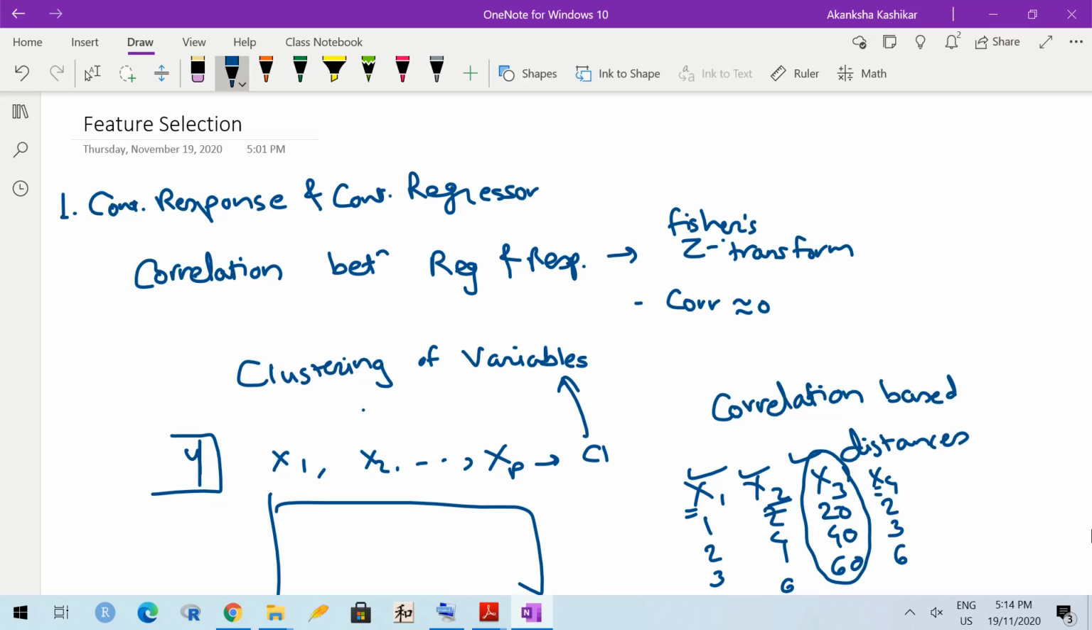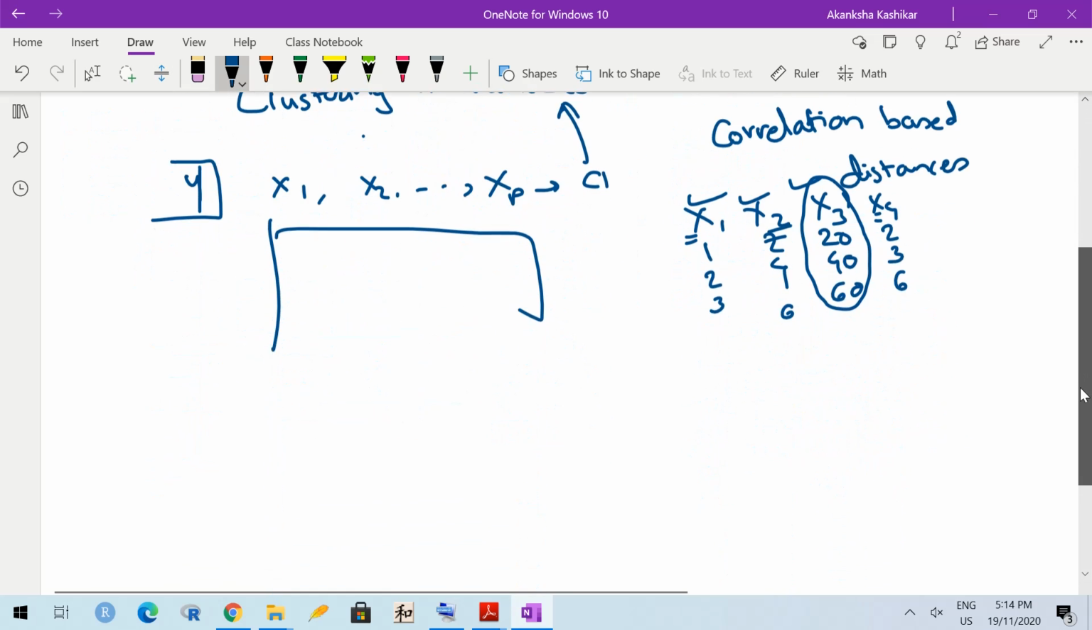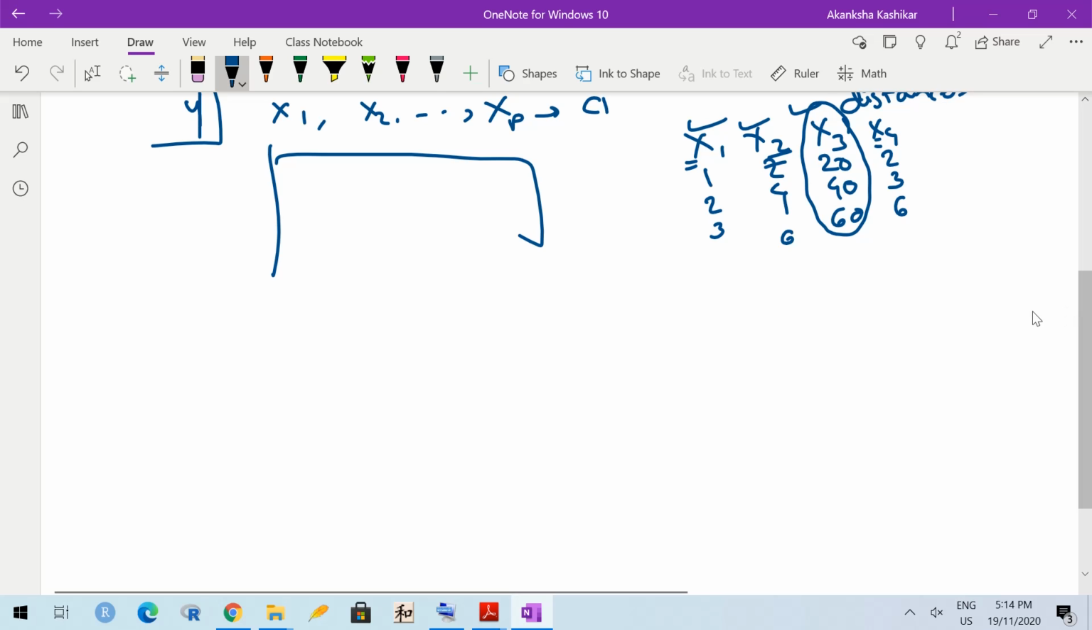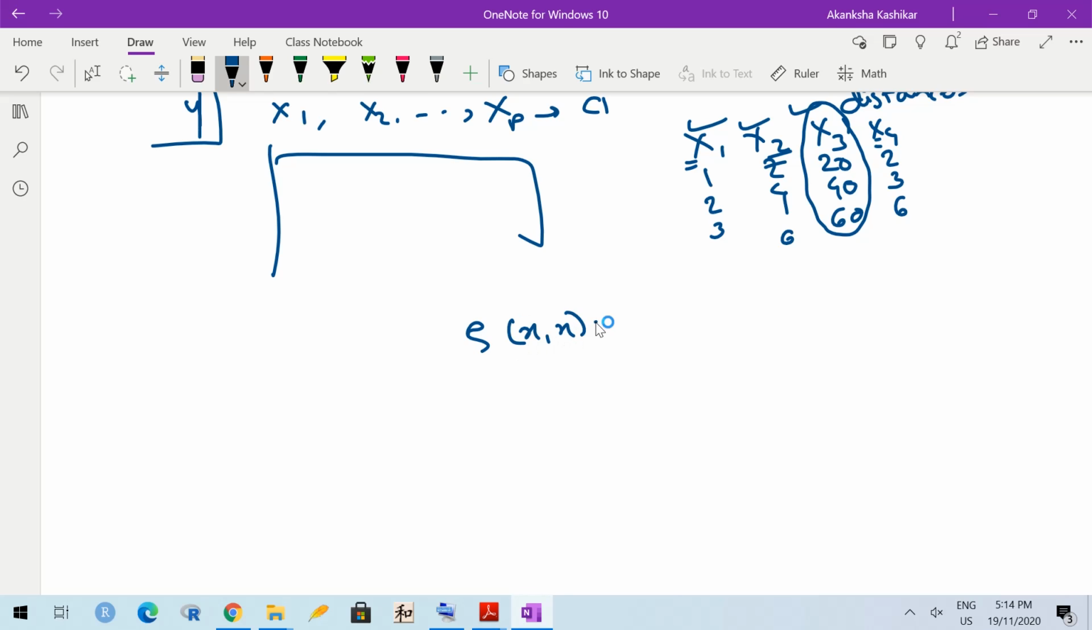And this is exactly what we want, because x3 is a scaled version of x1, x2. So it is not providing me any new information as such. Hence, in clustering of variables, it is better to go with correlation based distances. Now what do I mean by correlation based distances? Of course my correlation coefficient itself cannot be used as a distance. Why? For the simple reason that correlation between a variable and itself is 1. It is not 0.